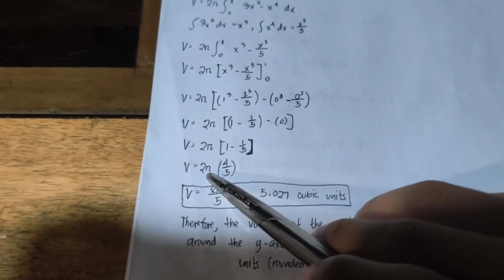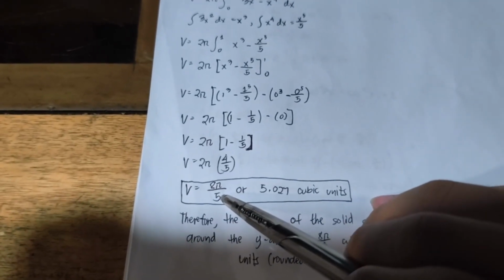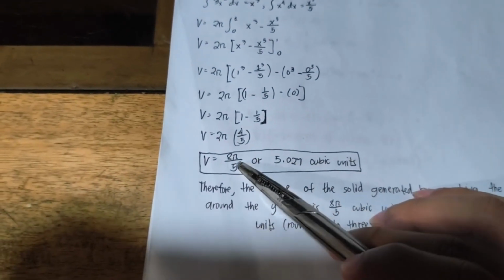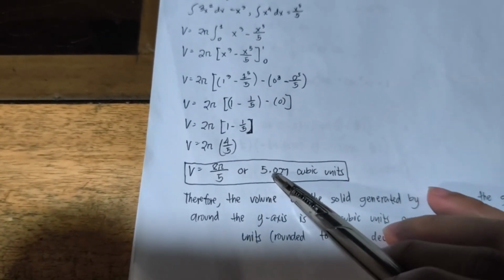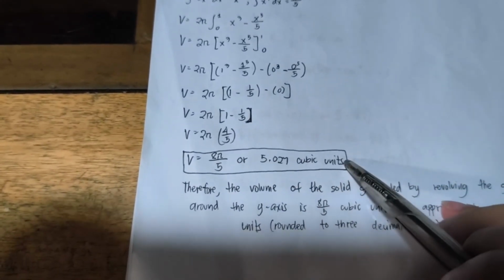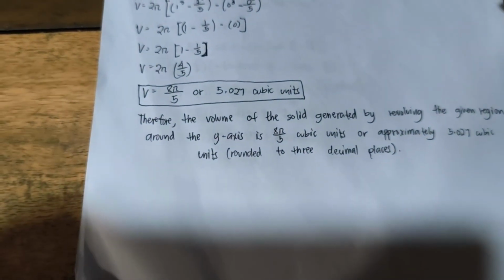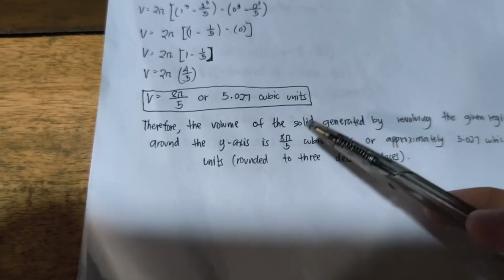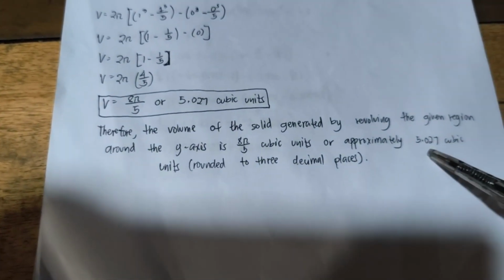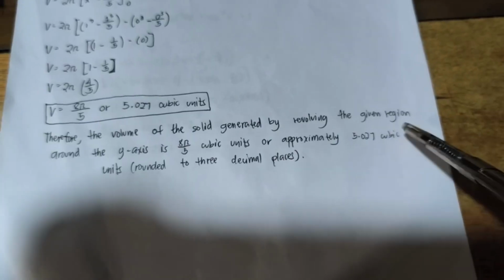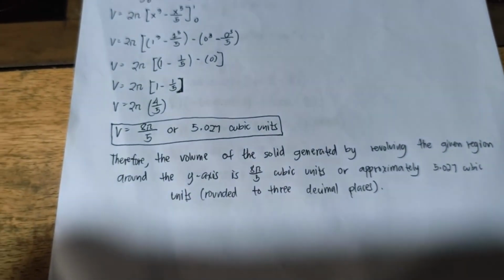So 2 pi times 4 over 5 is equal to 8 pi over 5. So our volume is 8 pi over 5 or 5.027 cubic units. So therefore, the volume of the solid generated by revolving the given region around the y-axis is 8 pi over 5 cubic units, or approximately 5.027 cubic units, rounded to 3 decimal places.